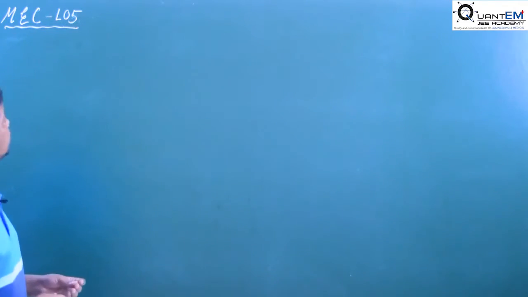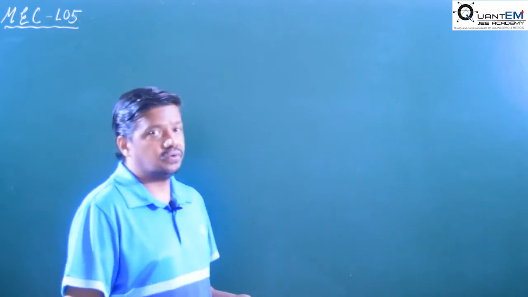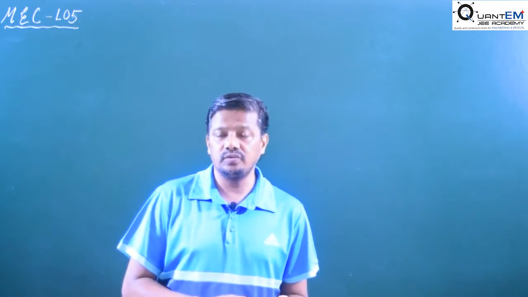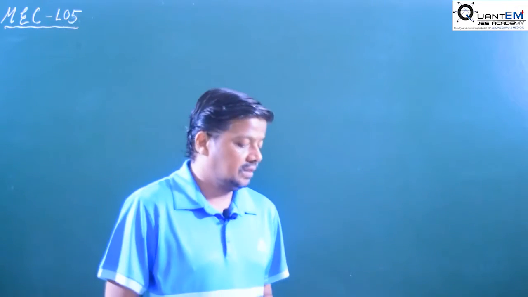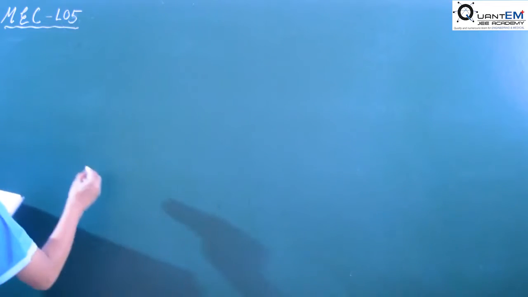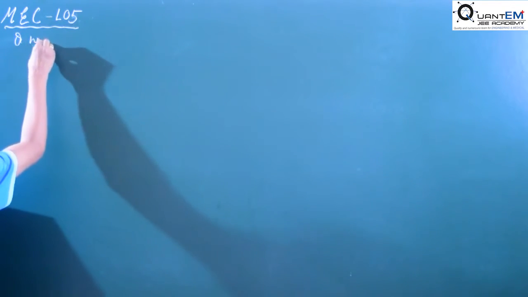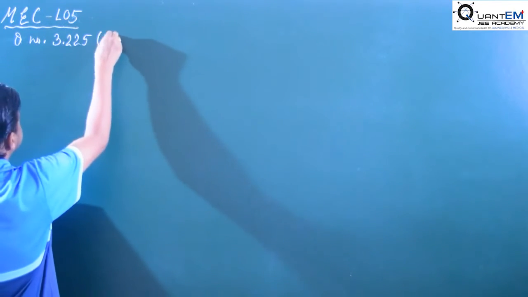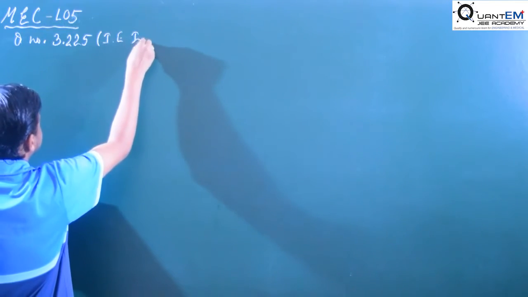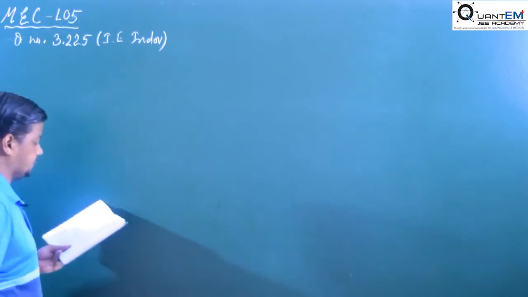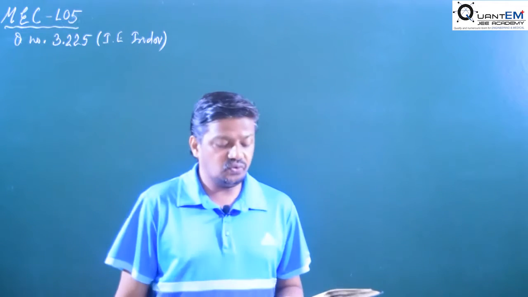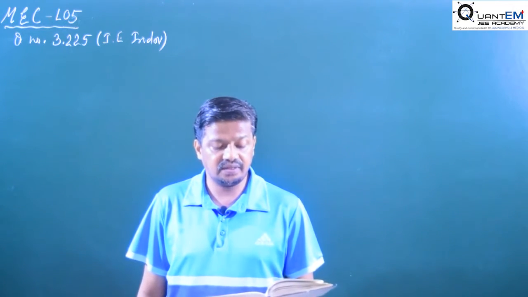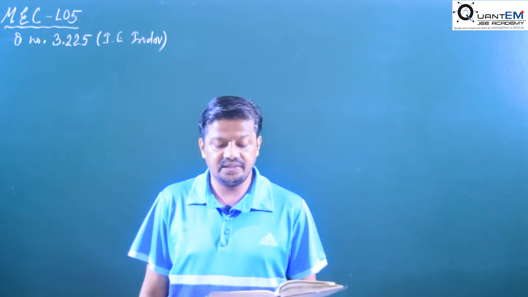One question I have given you from Irodov, question number 3.225 of Irodov. What is given: a current I flows in a long straight wire with cross section having the form of a thin half ring of radius r.